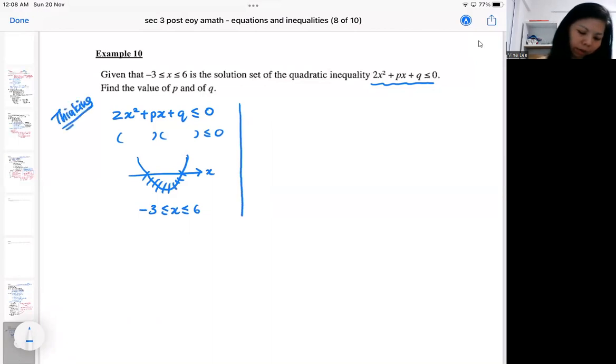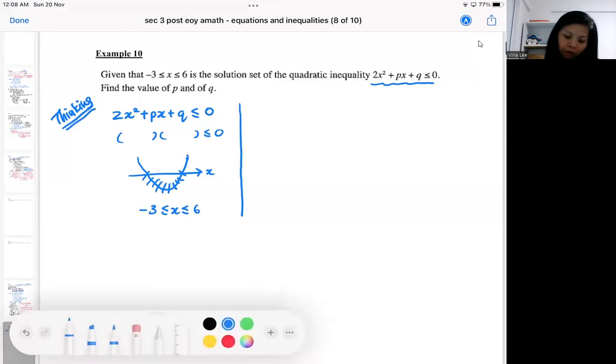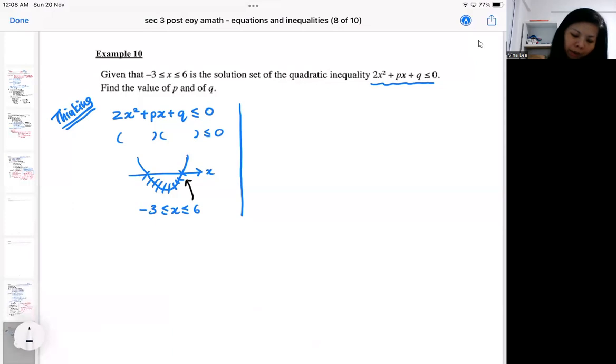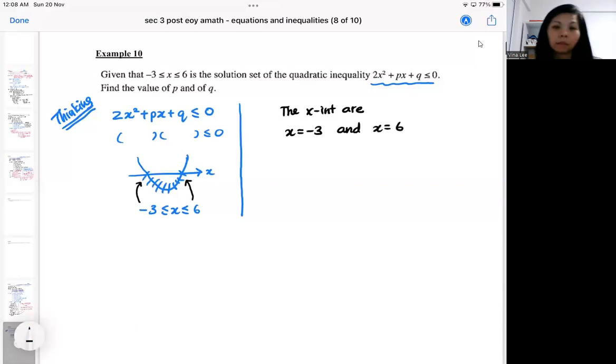We're going to work backwards. Usually after the factorization, we will have gotten the two brackets, and the two brackets will help us to get our x-intercept. So in this case, I'm going to work backwards. I can tell the intercept. That means the two x-intercepts are x equal to -3 and x equal to 6. So technically, the two values will come from the two brackets. So we're going to work backwards.